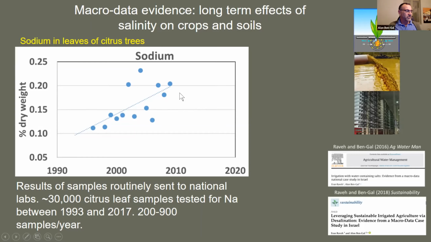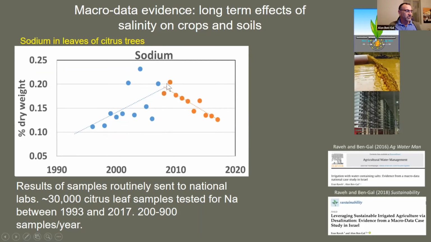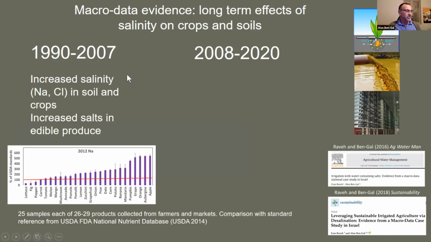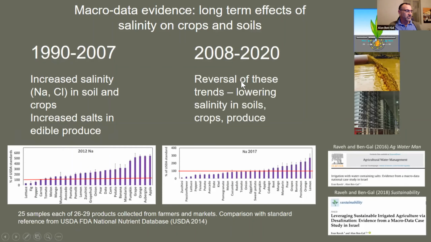But from 2007 until today, we've completely reversed that trend, as the salinity of the wastewater, and therefore the effluent that's being used for irrigation, has gone down. So from the 1990s to 2007, we see increased salinity in soil and in crops. If you're more interested, find our papers and see more of this data, including increases of salts in the produce that we eat. But there was a full reversal of these trends, lowering salinity in soils, crops, and produce, after large-scale desalination became present in the country.